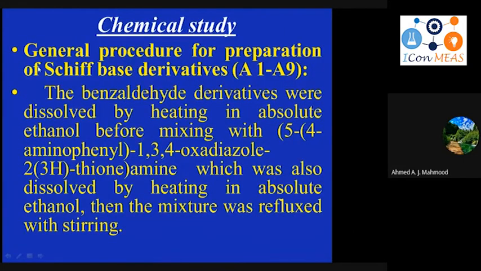Now about the procedure. General procedure for the preparation of the Schiff base derivatives, A1 to A9. The benzaldehyde derivatives were dissolved by heating in absolute ethanol before mixing with the oxadiazole compound, which was also dissolved by heating in absolute ethanol. Then the mixture was refluxed with stirring.